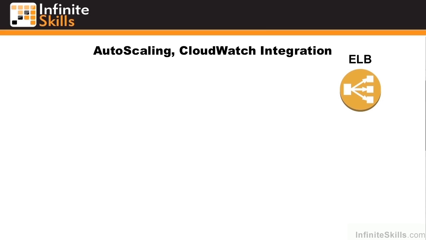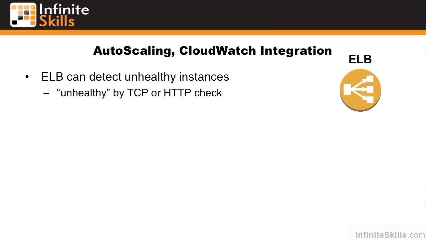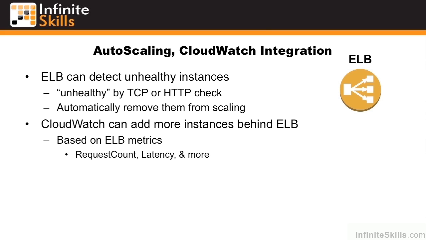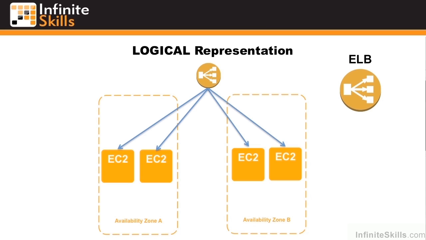Let's take a moment to look at the auto-scaling CloudWatch integration. ELB can detect unhealthy instances. Unhealthy is determined by either a TCP or HTTP check. You could put up a web page that the ELB checks to see if an instance is up, and then automatically remove the instances from scaling if it detects that they're unhealthy. CloudWatch can add more instances behind the ELB, either based on ELB metrics such as request count, latency, and more, or based on instance metrics themselves, such as CPU, I/O, or custom metrics.